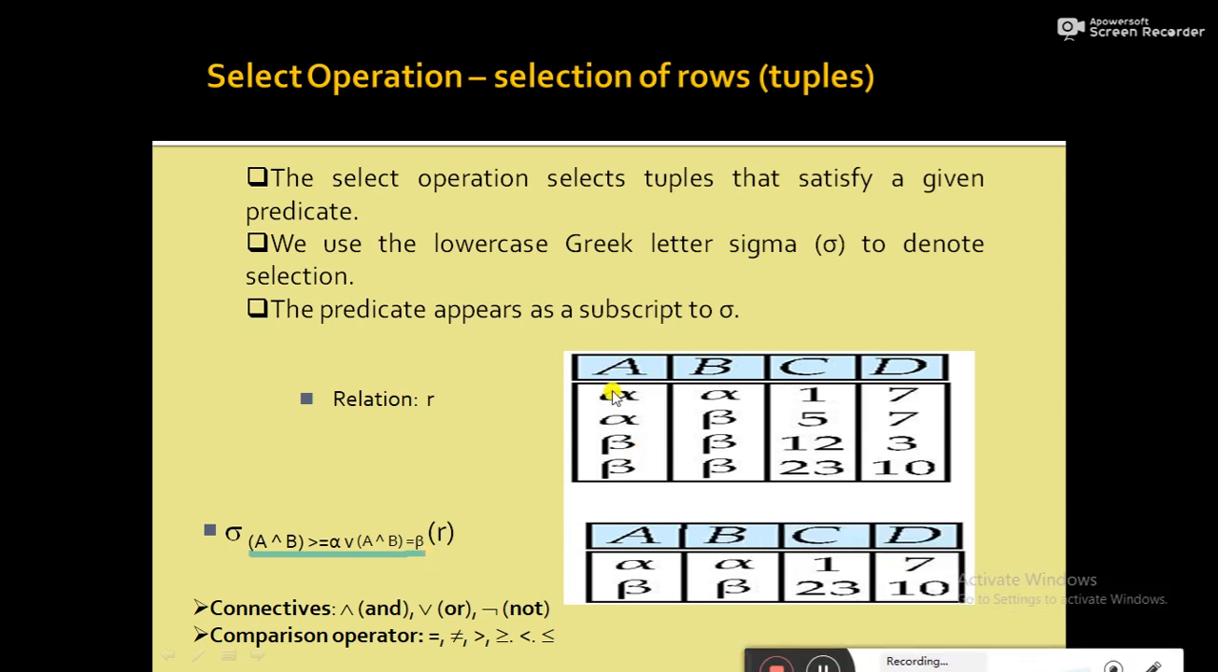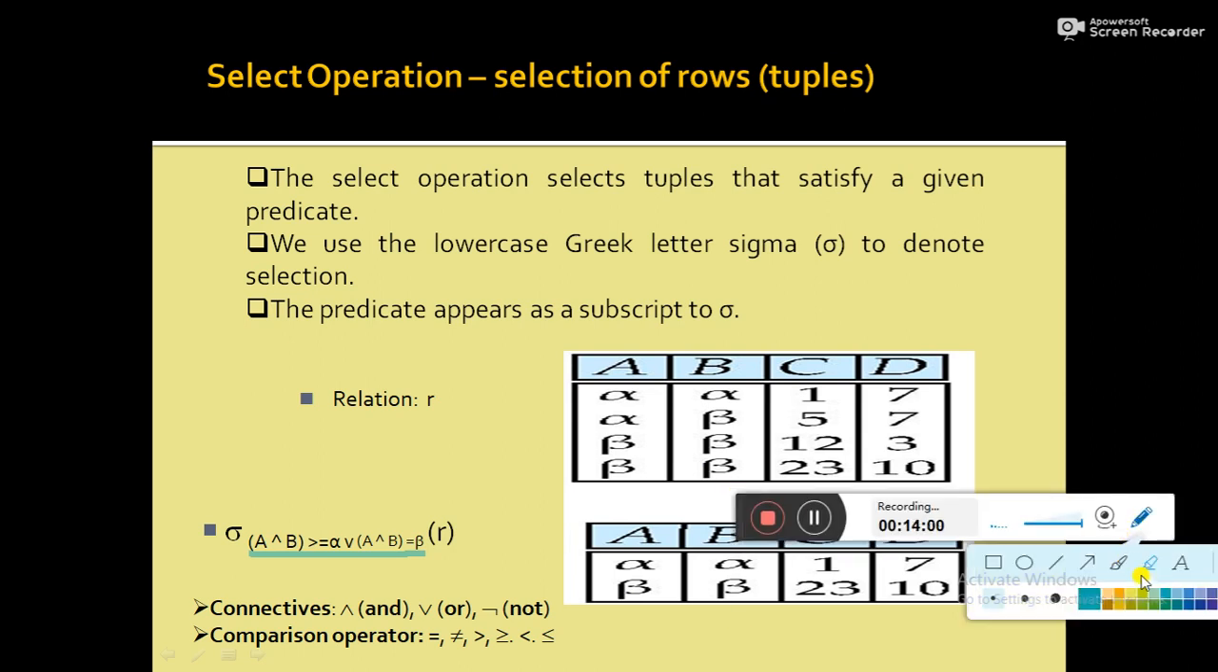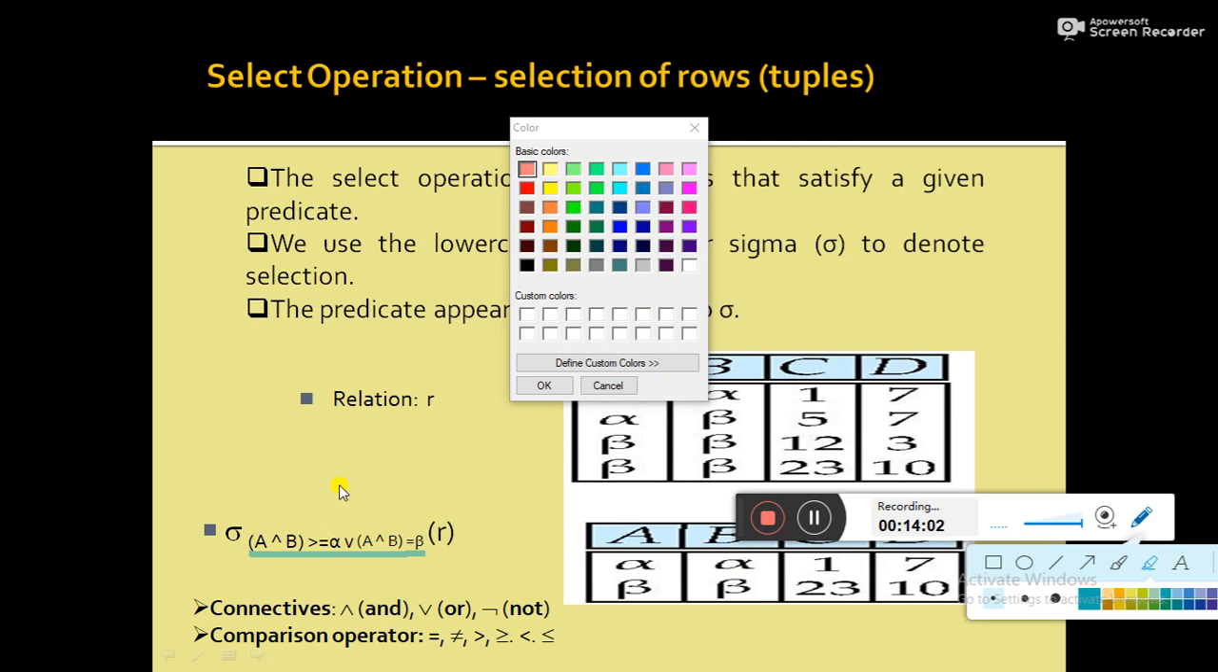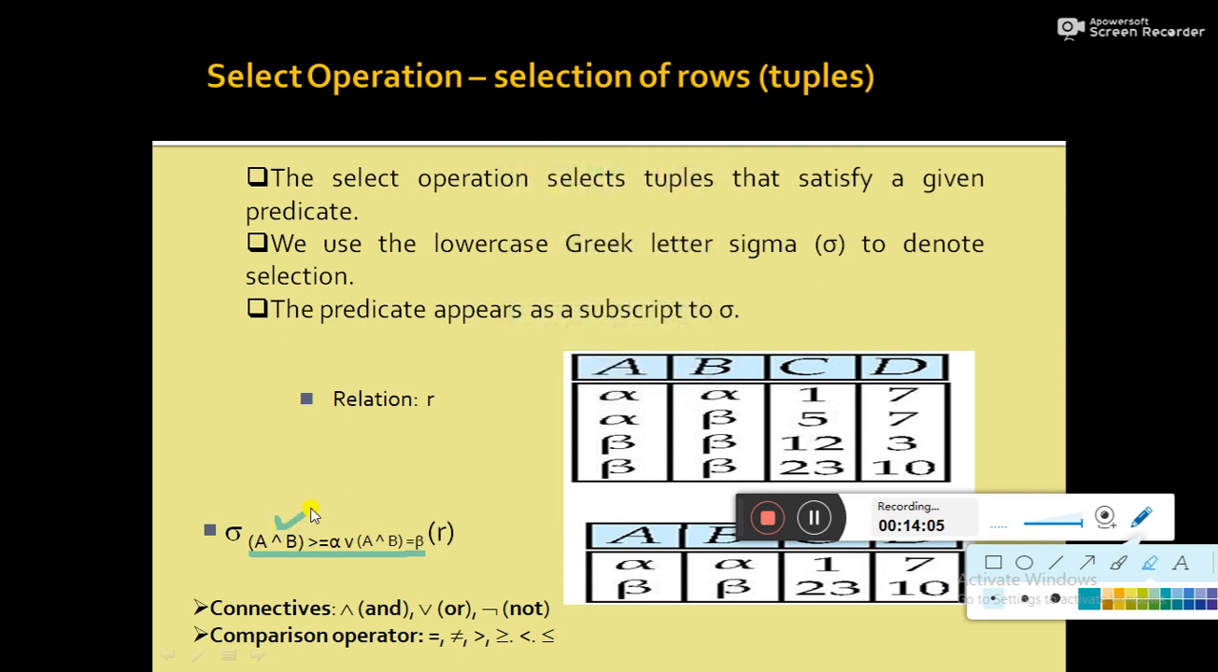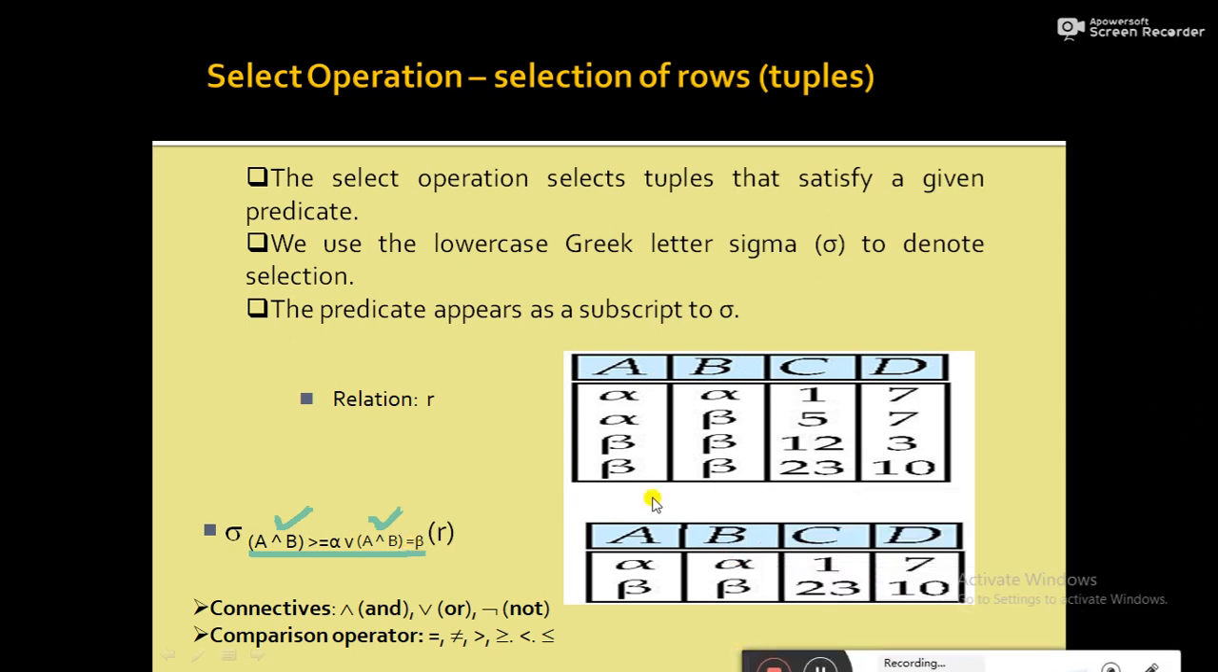Now what is the condition? I have to select only those records from relation R whose values of A and B are both either alpha or beta. So that is the first condition. Let me mention that: A and B equal to alpha. It should not be greater than, it should be equal to alpha. This is the OR symbol, or whose A and B values are both beta. So that means it will select only this record and this record. So this is how we get it.